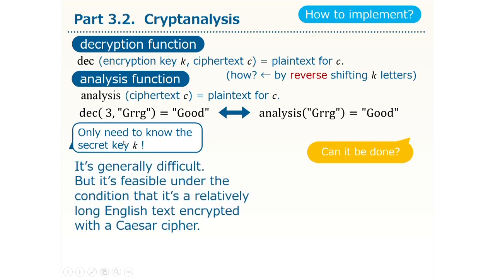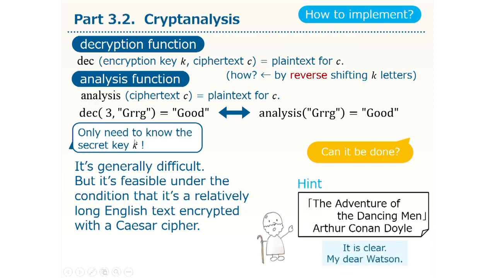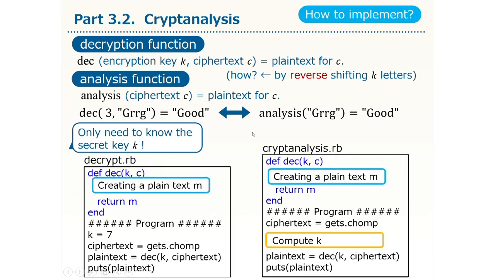It's generally difficult, but it's feasible under the condition that the ciphertext is relatively long English text encrypted with Caesar cipher. You can get a hint by taking a look at, for example, one of the famous detective novels of Sherlock Holmes by Arthur Conan Doyle, titled The Adventure of the Dancing Men. It would be helpful to take a look at the book and consider the best approach. Let's skip ahead a little.